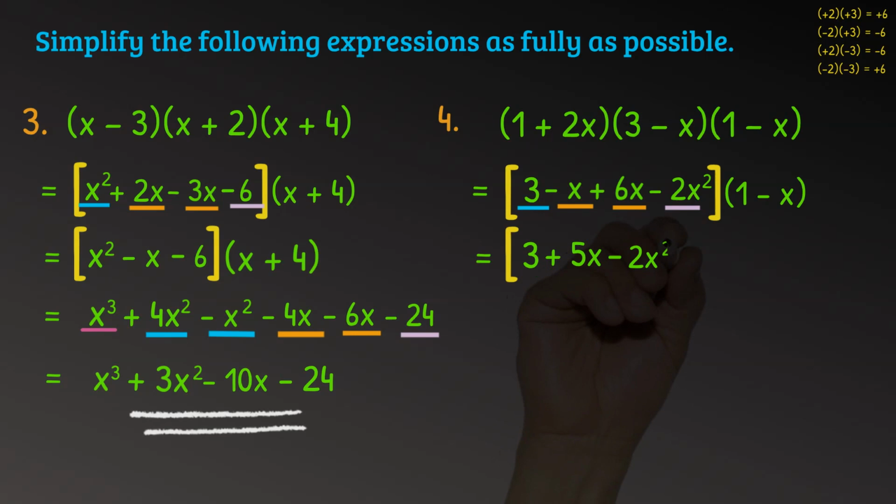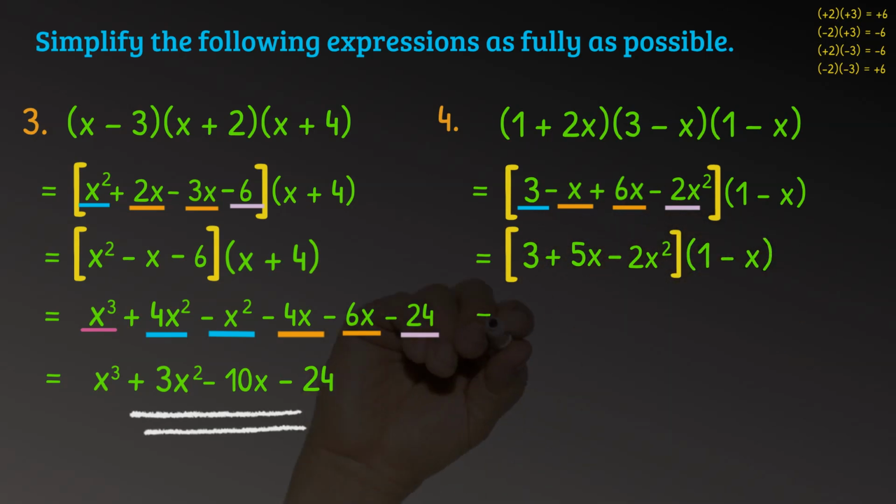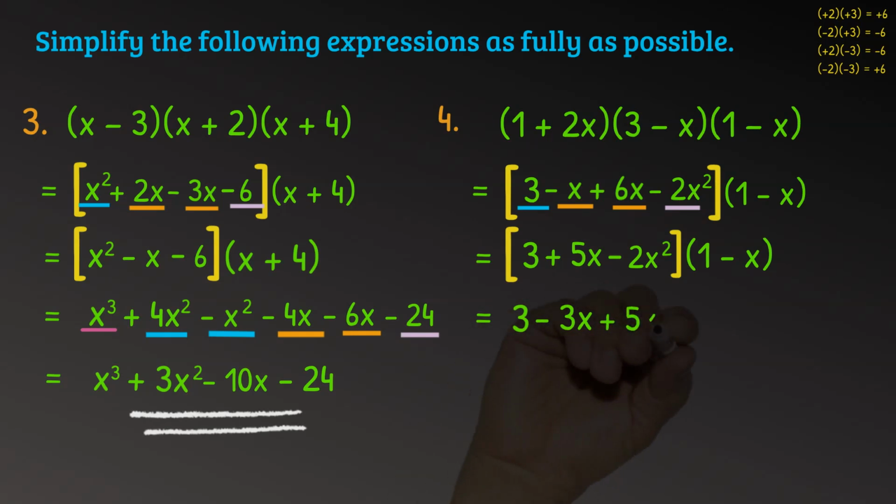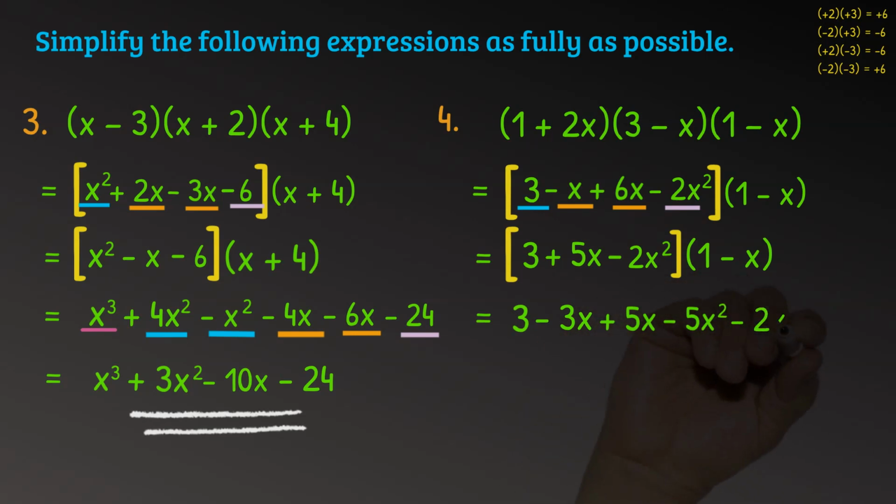And then we can multiply this out with the final bracket 1 minus x. So we get 3 times 1, which is 3, 3 times minus x, which is minus 3x, plus 5x times 1 is plus 5x, 5x times minus x is minus 5x squared, minus 2x squared times 1 is minus 2x squared, and minus 2x squared times minus x is a positive 2x cubed.